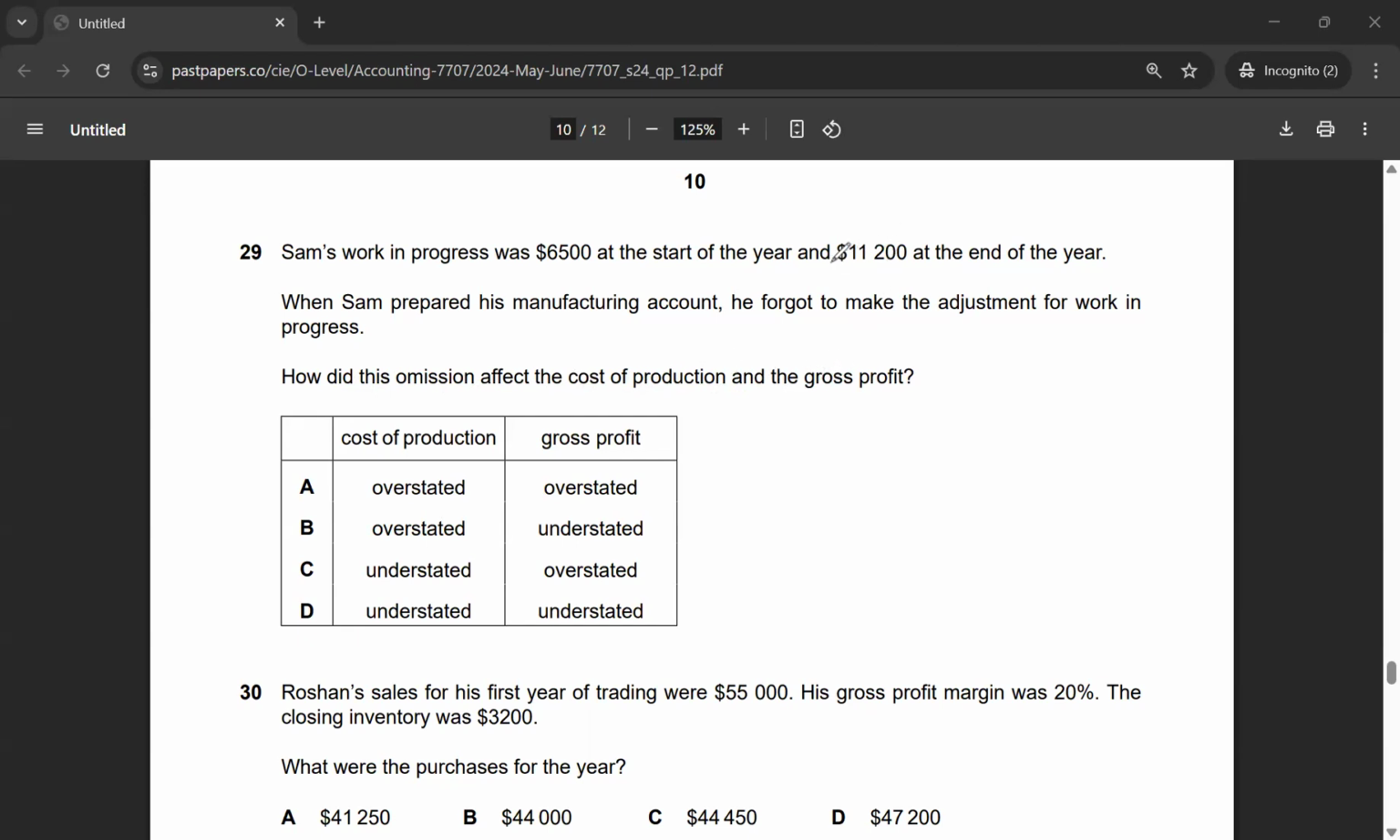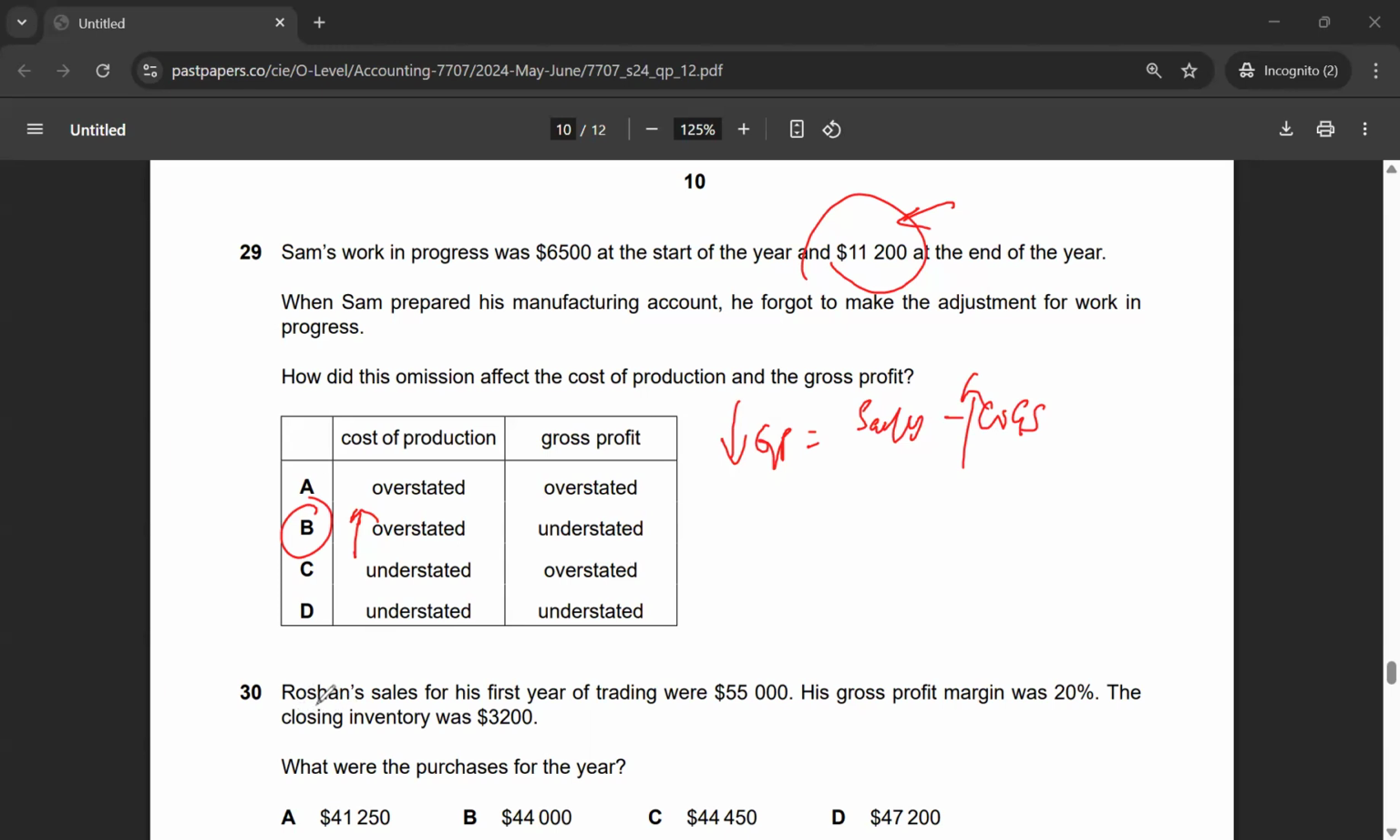So he forgot to make the adjustment for this closing inventory, so our cost of production will definitely be overstated. If our cost of production is overstated, what is gross profit? Gross profit is sales minus COGS. If this is overstated, our gross profit is going to be understated. So the correct answer for multiple choice 29 would be option B.